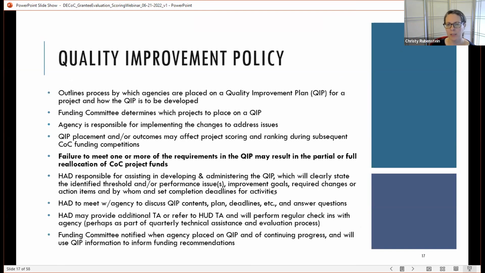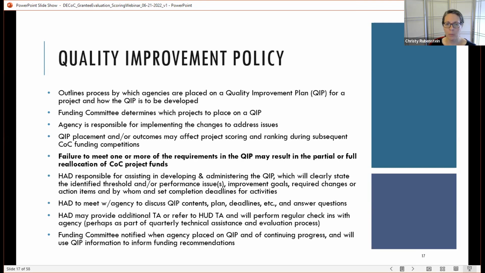Quality improvement plan policy. This again didn't really change much. The quality improvement plan used to be called corrective action. So I guess that's the biggest change. It's now trying to be a little more positive thinking. We're talking about quality improvement. Again, it just outlines that the funding committee gets to determine which projects to place on a QIP. The agency on the QIP is responsible for implementing the changes to address the issues.